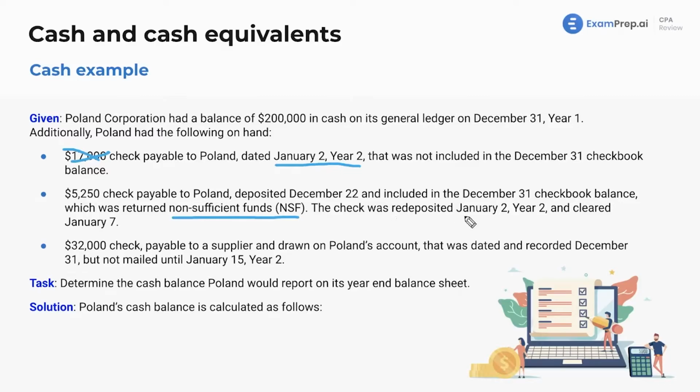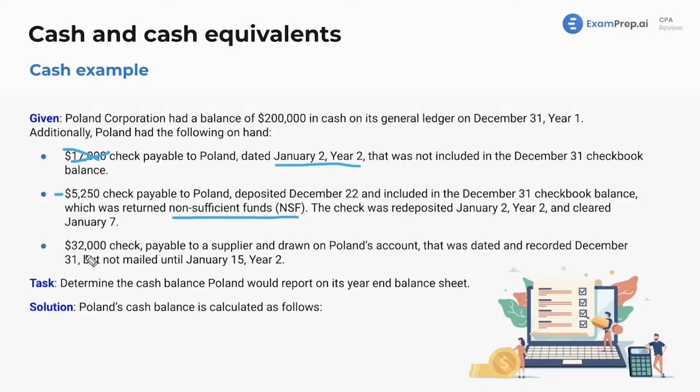All right, so the check was redeposited in year two and cleared on January 7th. Okay, so if this check went through, we would have included it in the 200 if it went through in year one. But because it only went through in year two, we're trying to accurately represent the balance. We're trying to accurately portray what our balance is. So this should not be included. It was included, which is going to result in a subtraction. So we're going to subtract this 5,250 from 200,000, and I'll have the solution on the next page for you, but I'm just talking this through now, and we will see the actual math in a second.